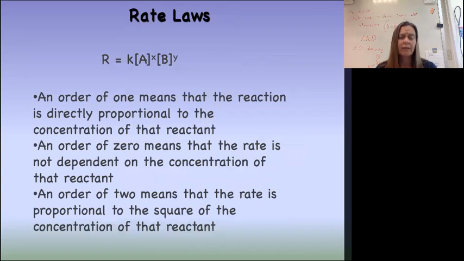And so when we talk about these orders or these exponents on these concentrations, we call these orders. An order of 1 means that the reaction is directly proportional to the concentration of that reactant. So if that reactant is doubled, then the rate of reaction will be doubled. An order of 0 means that the rate doesn't depend on the concentration of that reactant. So if I were to double it, nothing would happen to the rate. And an order of 2 means that the rate is proportional to the square of the concentration of that reactant.